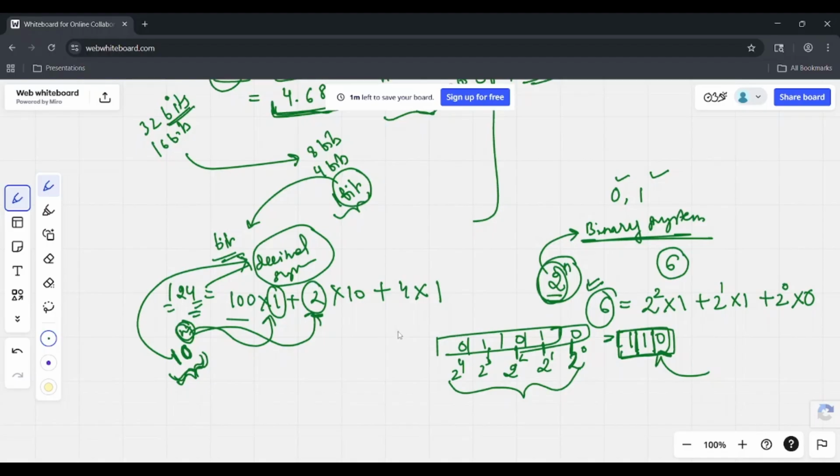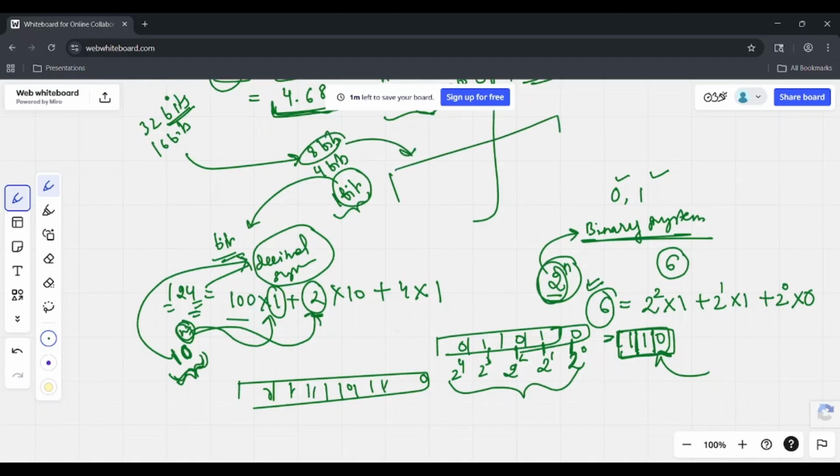So when I say 32 bits, you can imagine that we have 32 boxes and we are storing 0s and 1s there. And when I say 8 bits, that means you have 8 boxes and you are storing 0s and 1s in those boxes. So this is the entire concept of bits.